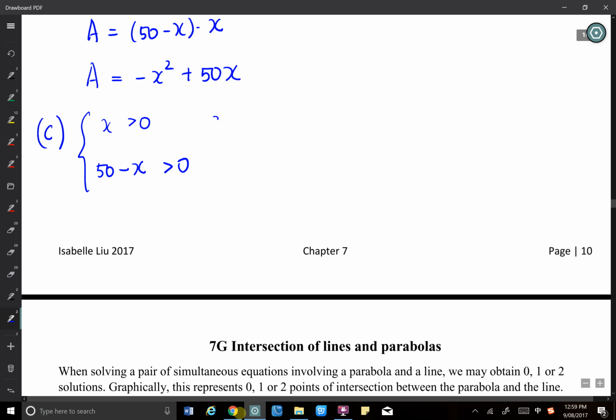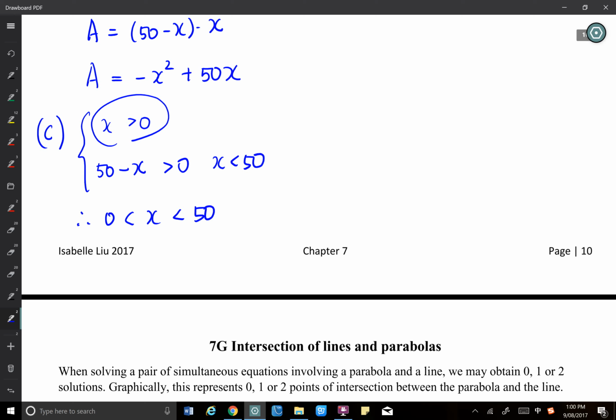So we solve that. Solving the second one, we have x less than 50. Plus, we need x greater than 0. So overall, I need to write x is between 0 and 50, but not including 0 and not including 50. Why not including them? Because if x equals 0 or 50, there's no area, and no rectangle has been made. It's not a rectangle anymore.